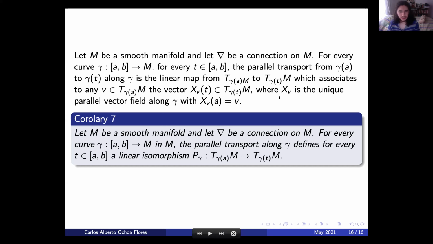Okay, and what happens is that this is actually a linear isomorphism, right? And the reason it is linear is because the initial conditions determine the solution, right? Well, because of that, and because the covariant derivative is linear, right? Because if we say, I think I'd like to write something.